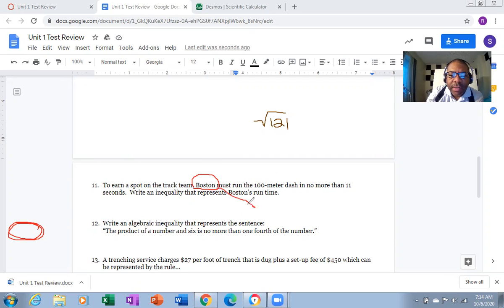So B for Boston, no more than 11 seconds. So it's going to be 11. We know that. No more than means that B can equal 11, but it can't be bigger than 11. So it has to be less than or equal to 11. So on your paper, you're just going to type in B is, where's the less than? You can do it like this if you like.